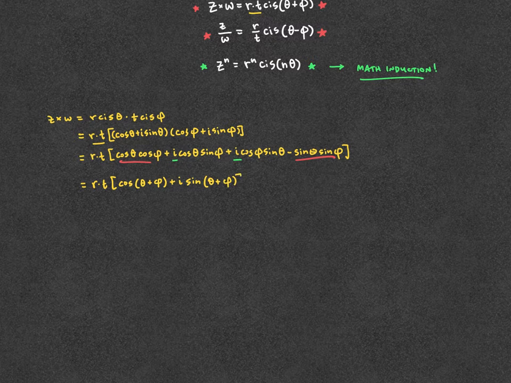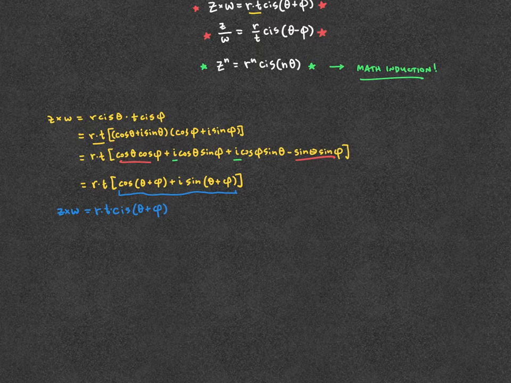And you can see what's developing here. This portion is equivalent to cis theta plus phi. Of course, I tag the r times t in front, and there you have it. There's the derivation of an application of DeMoivre's theorem. Okay, cool. Now you can use that whenever you want to. When you multiply two complex numbers that are in modulus argument form, multiply their moduli together, add their angles together. Okay, that's your shortcut.